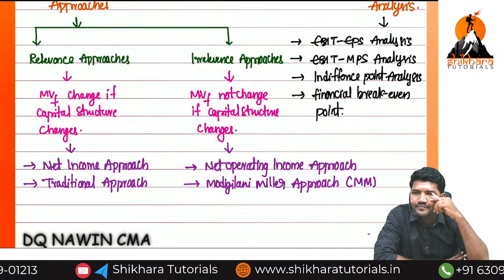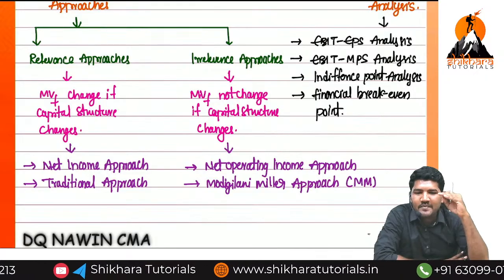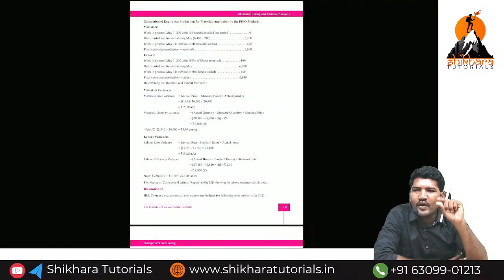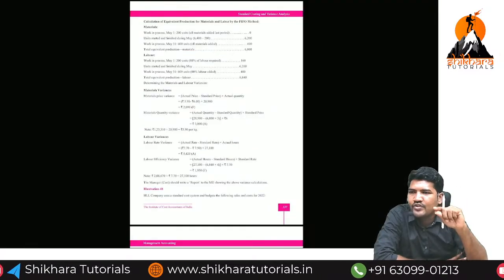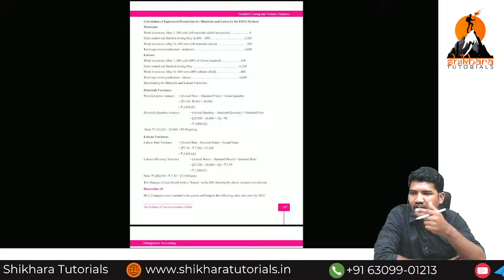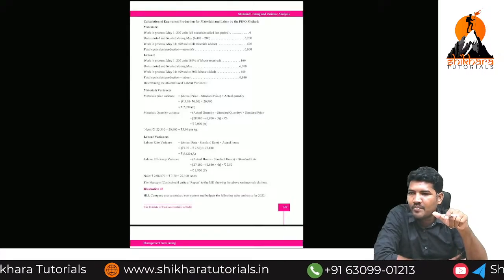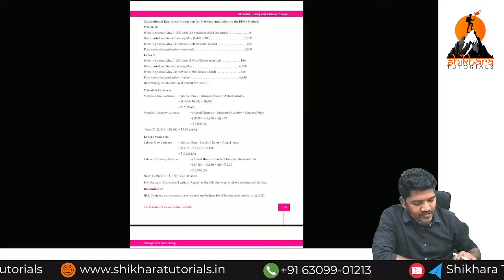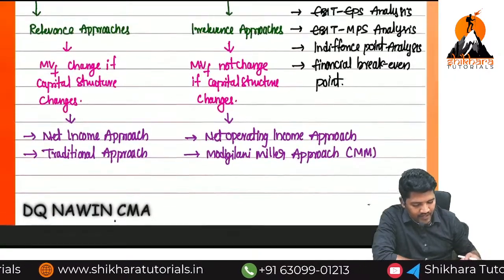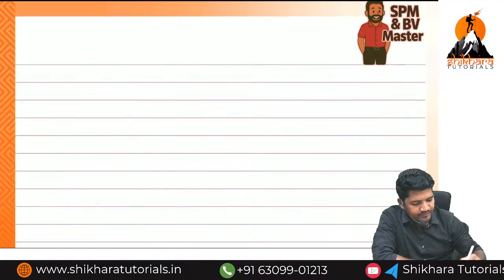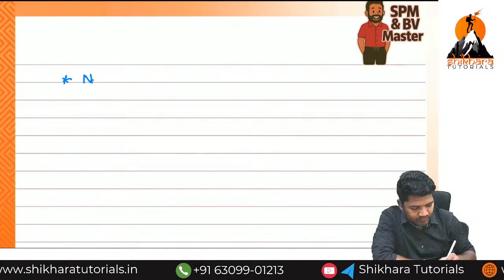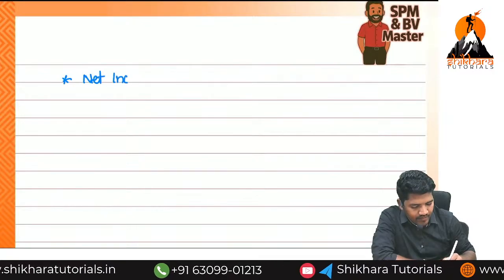Nothing is new. I am not explaining the details of the approaches. I just explain why we are using NI and why we are using NOI. These are shortcuts: net income approach, net operating income approach. Now first we start with the net income approach.